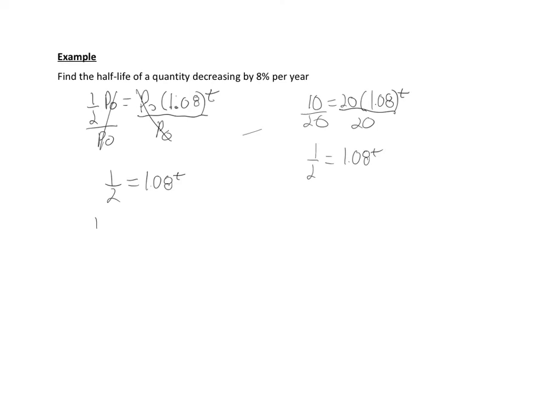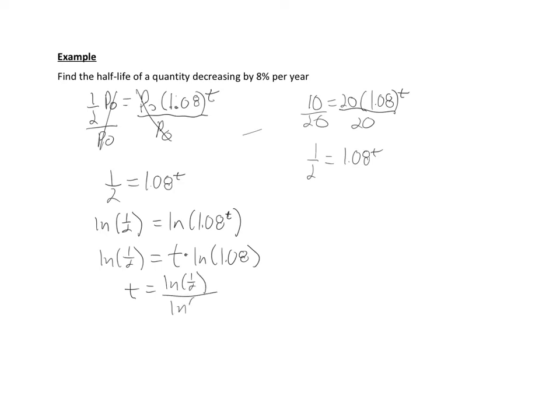We're going to solve that with the natural logarithm, so natural log of 1/2 equals natural log of 1.08 to the T. Using our property, natural log of 1/2 equals T times natural log of 1.08. So T equals natural log of 1/2 over natural log of 1.08. T equals 8.31, and in this case, since it's per year, our units are years. So in other words, in 8.31 years, whatever your starting amount is, you would finish with half that amount.